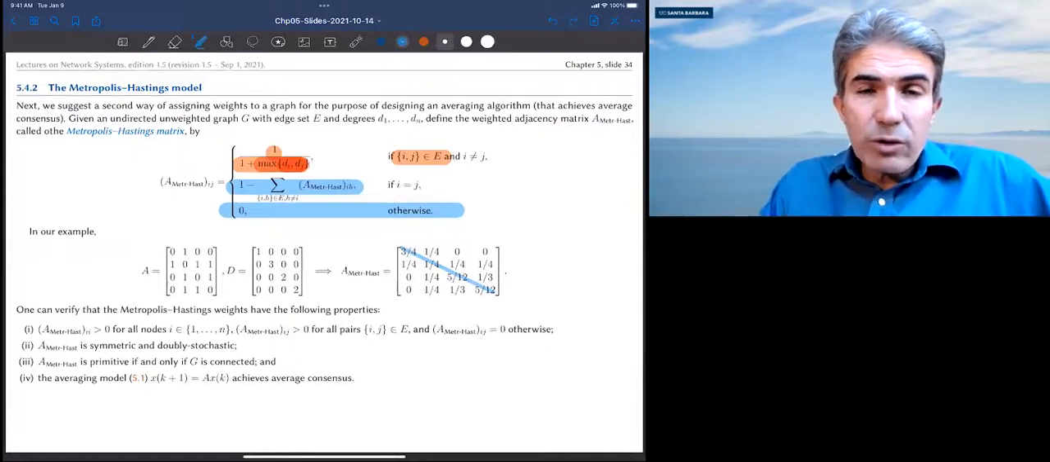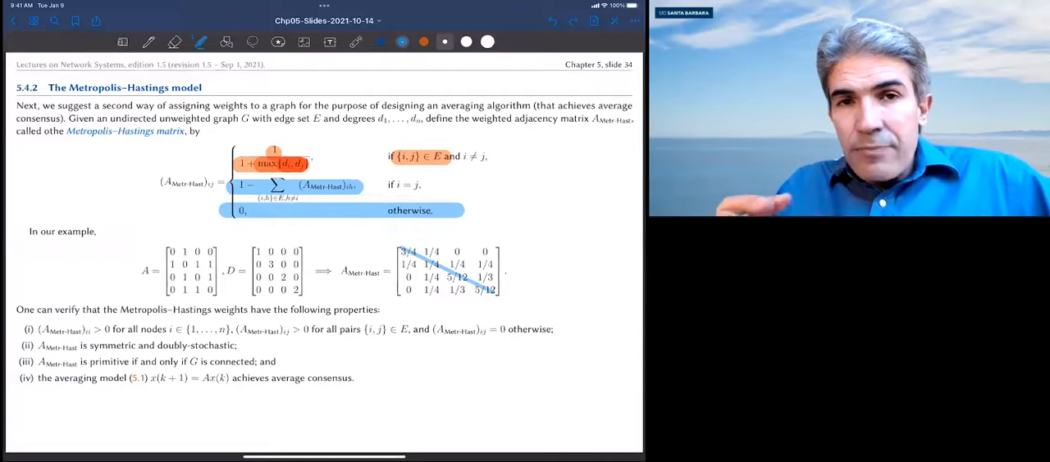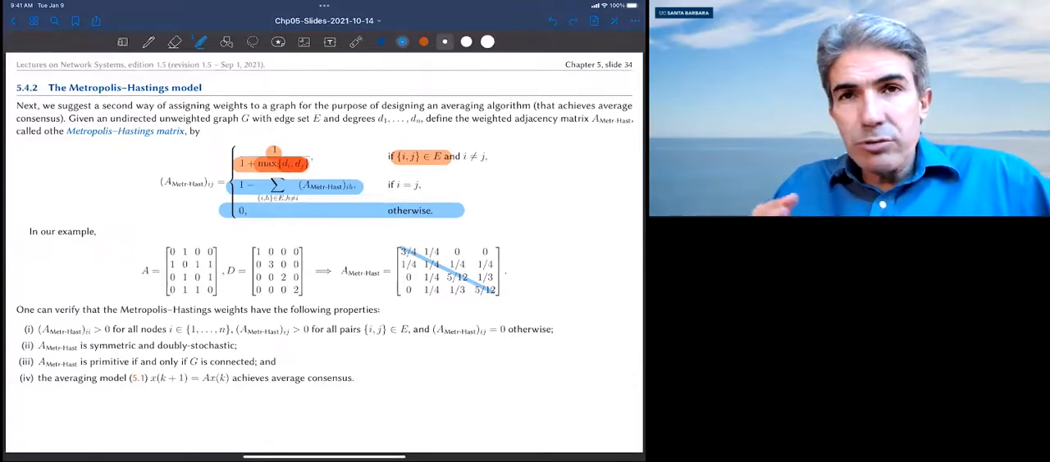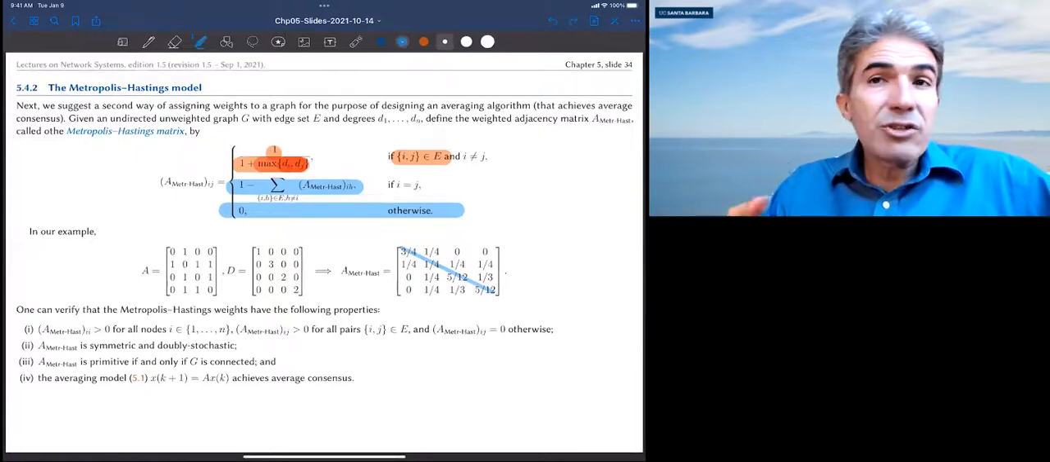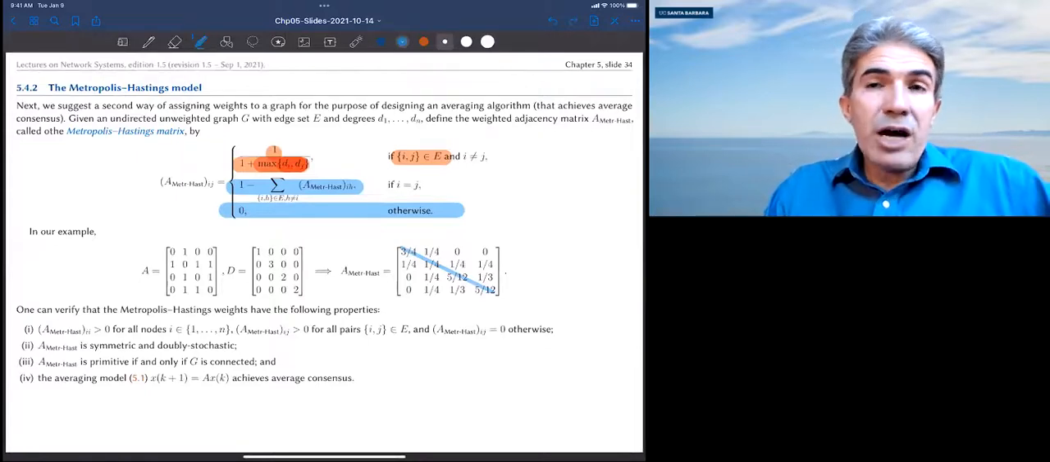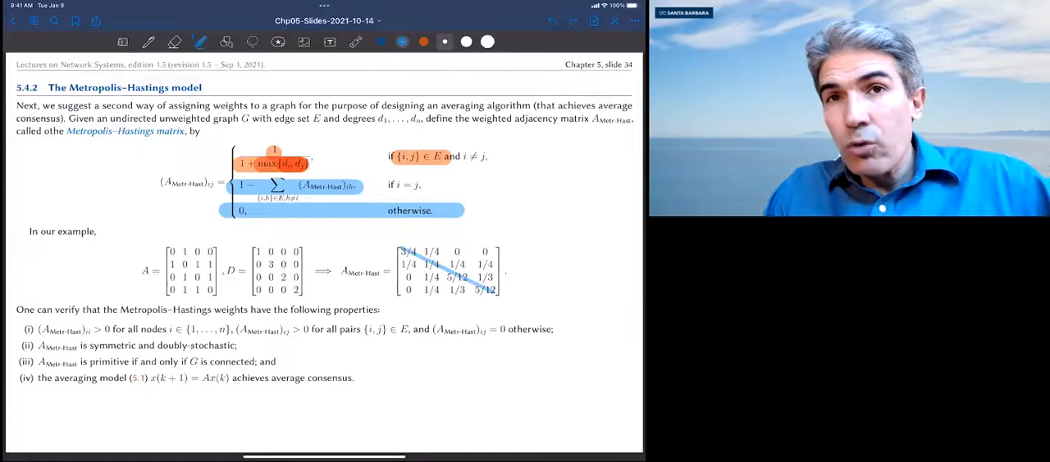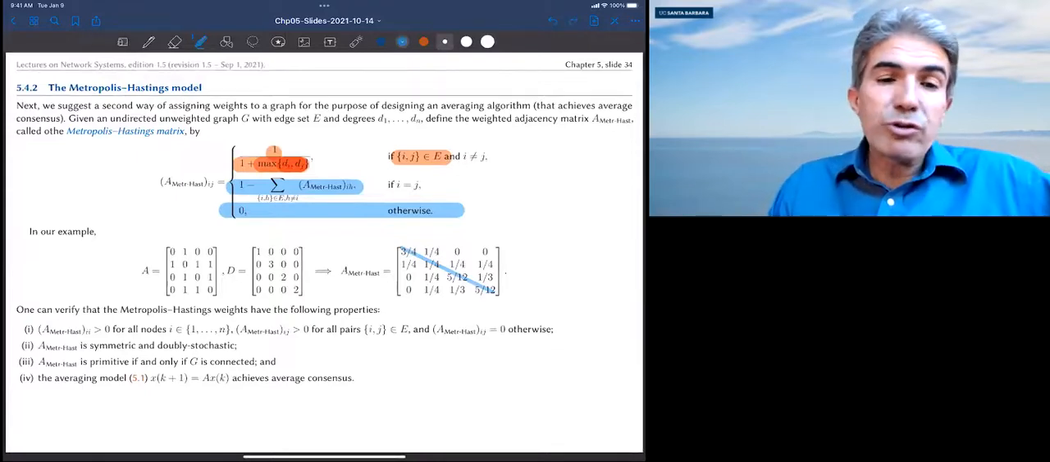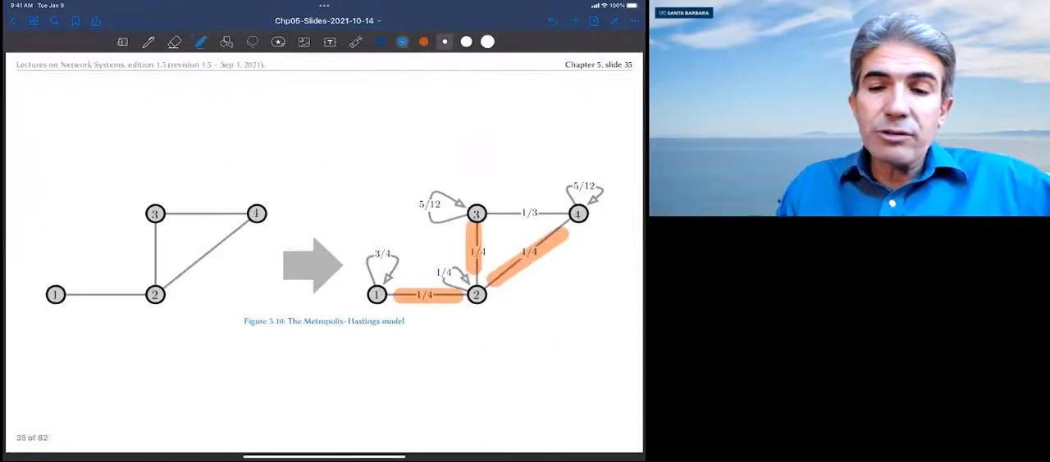This is precisely one of the questions that we had in chapter 1. We said something like, suppose I use this model, which was the equal neighbor model, does it achieve average consensus? Now we know the answer is no, and we also know the design answer, which is use Metropolis-Hastings instead of using equal neighbor.